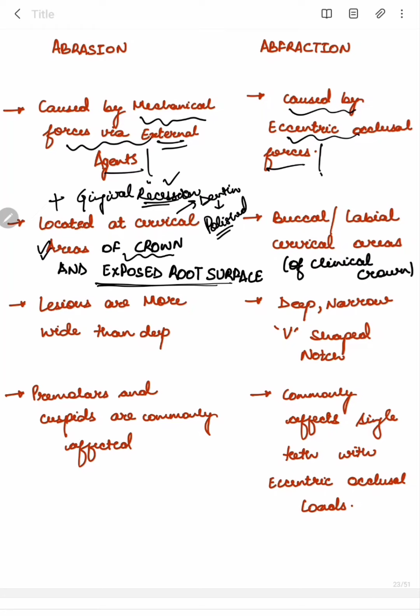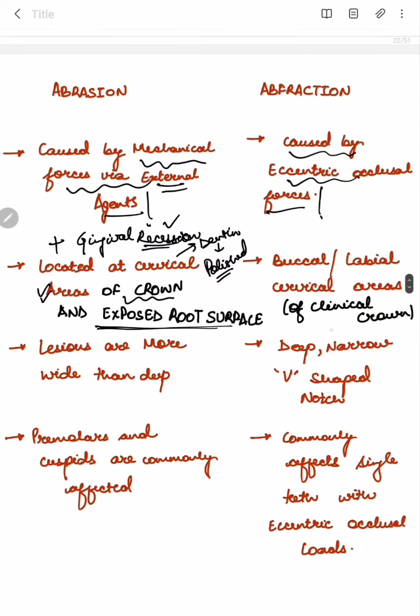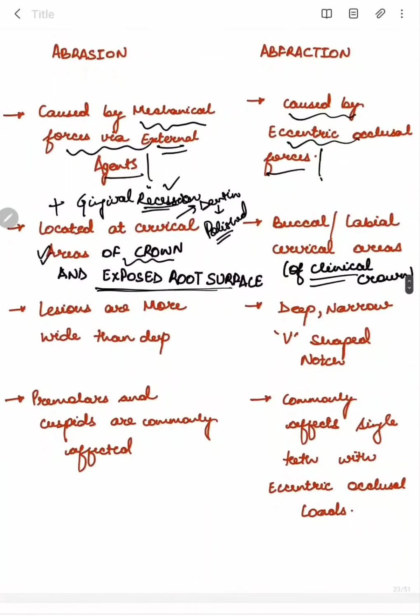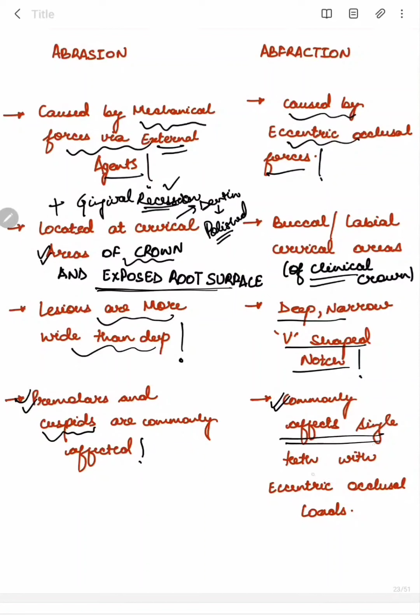Whereas in abfraction, buccal, labial, cervical areas of clinical crown are affected, right? In abrasion, lesions are more wide than deep, whereas in abfraction you can see a notch, right? Deep, narrow, V-shaped notch can be seen in abfraction. Abrasion involves premolars and cuspids, right? More commonly affected, and abfraction affects single teeth or single tooth structure with eccentric occlusal loads. So this was all about attrition, abrasion, erosion and abfraction.